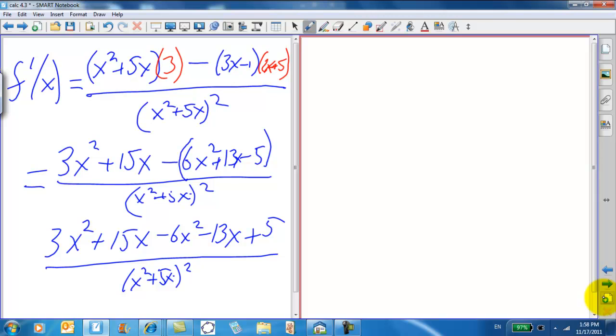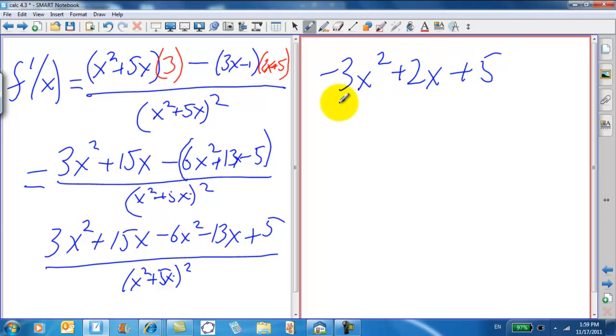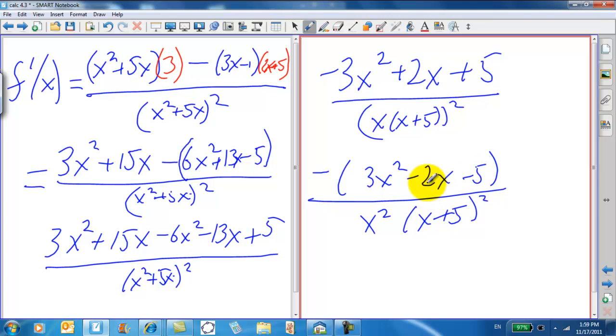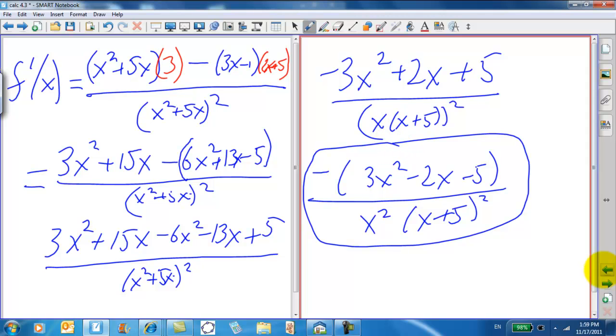So we're getting negative 3x squared plus 2x plus 5 all over x, I'm going to write it as x times x plus 5 quantity squared, because maybe there's something we can factor out of this. If I take out negative 1, I have 3x squared minus 2x minus 5 all over x squared times x plus 5 squared. I was thinking maybe an x plus 5 would come out, but b squared minus 4ac is 4 plus 15, is 19. No, that doesn't factor. So that's it.